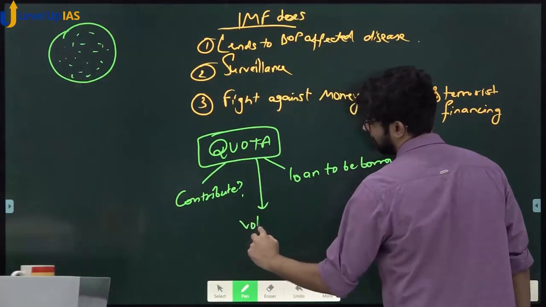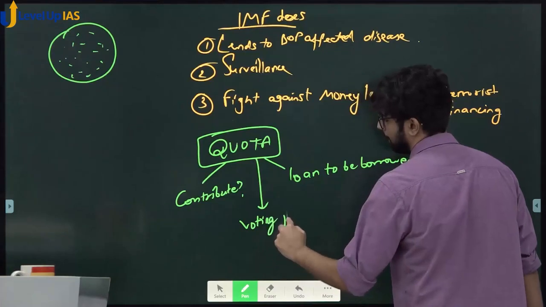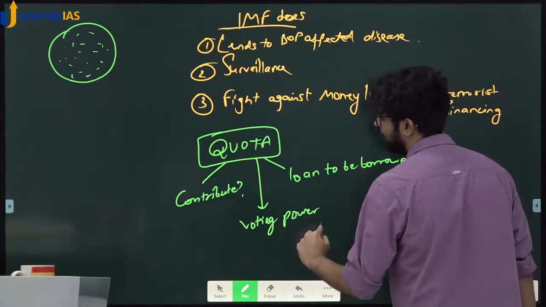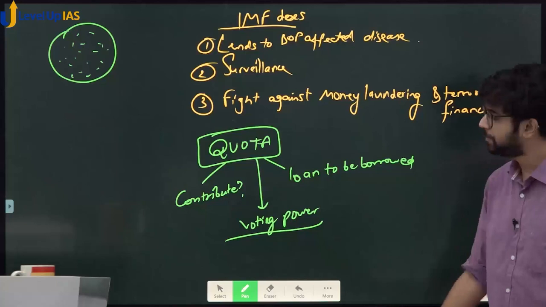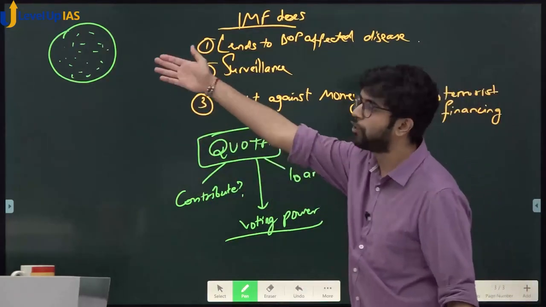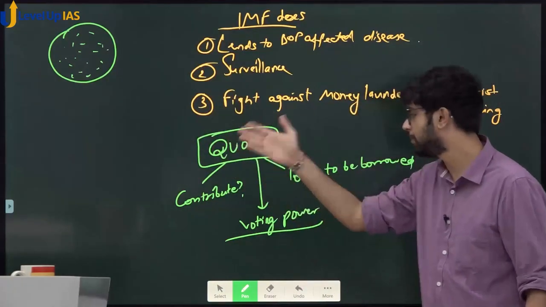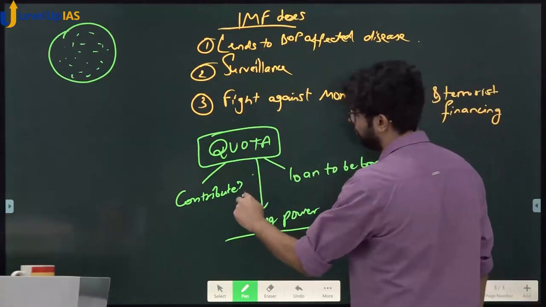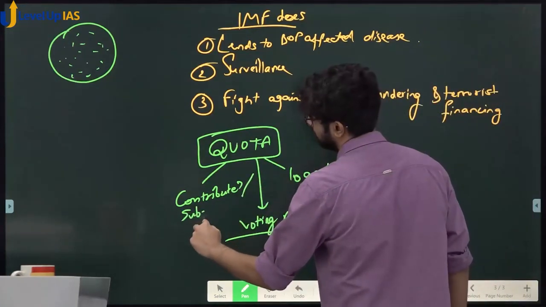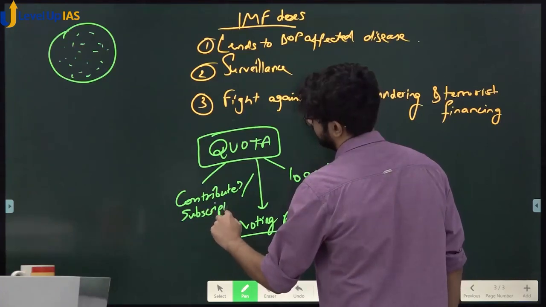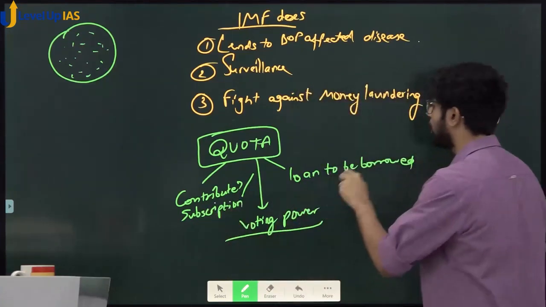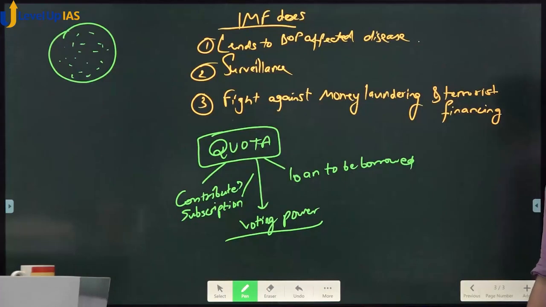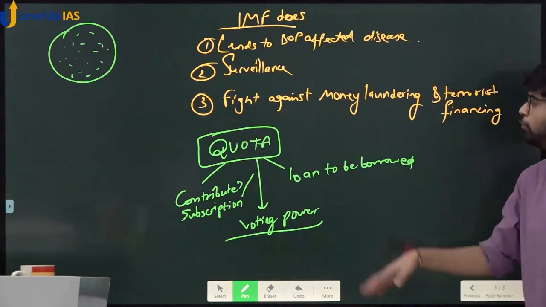See this. Yes or no? Yehi to hai ultimate. Voting power depends on your quota. So the size of your economy will determine your quota, which will determine all these three things. How much to contribute or subscribe. Contribution is also called subscription. How much is your voting power? How much loan can be borrowed?